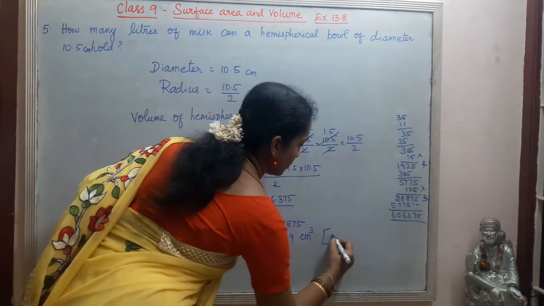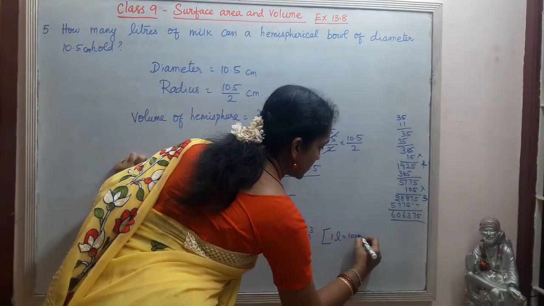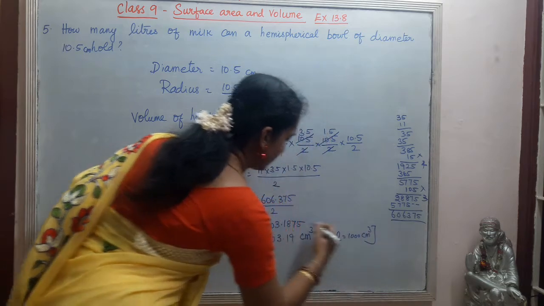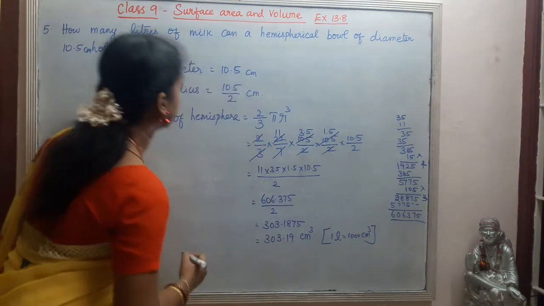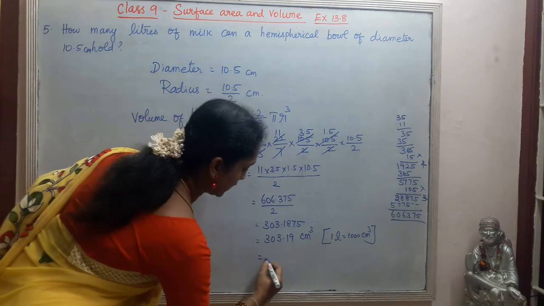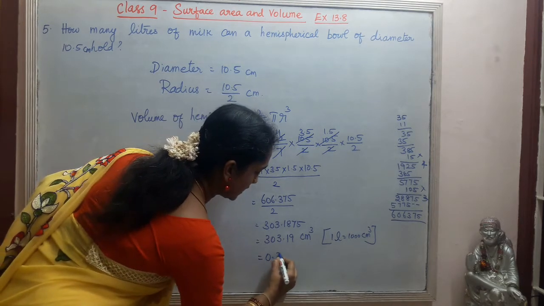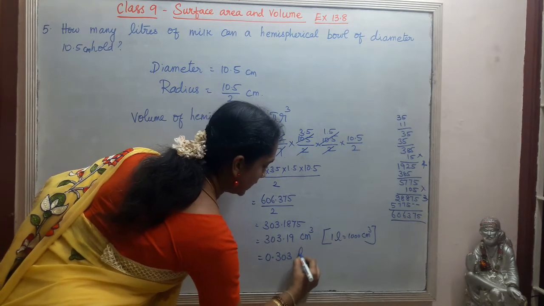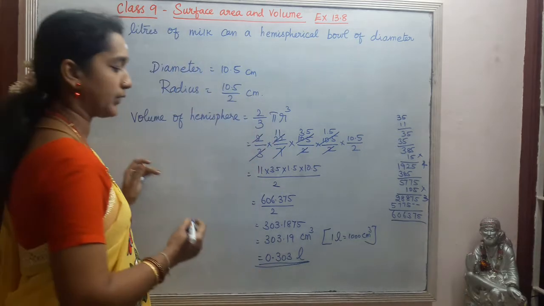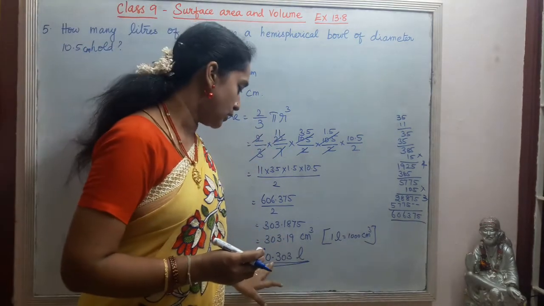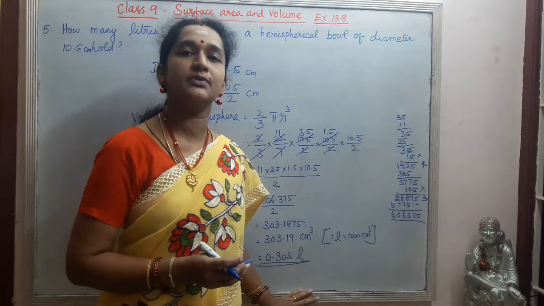So 1 liter is equal to 1000 centimeter cube. So when we divide this by 1000, we will get the answer in liters. That is equal to 0.303 liters. Since we are asked to find the answer in liters, we will get 0.303 liters.